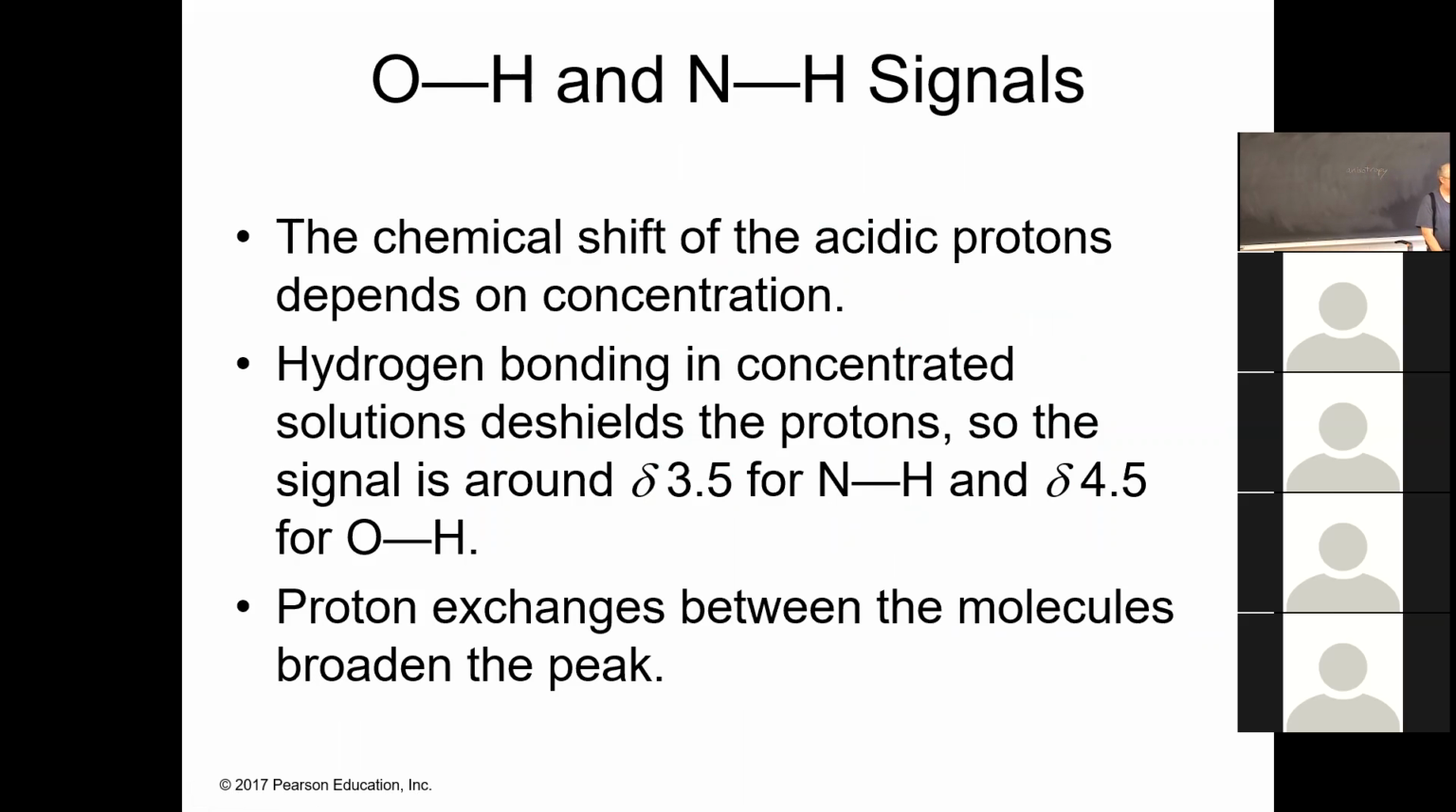Okay, OH and NH signals are highly variable, as I mentioned. They're relatively acidic protons, and the chemical shift will depend on concentration. Hydrogen bonding is more pronounced in concentrated solutions. That will tend to deshield the protons. And then we have another thing going on, that's proton exchange between molecules. And these will tend to make the peaks broader.